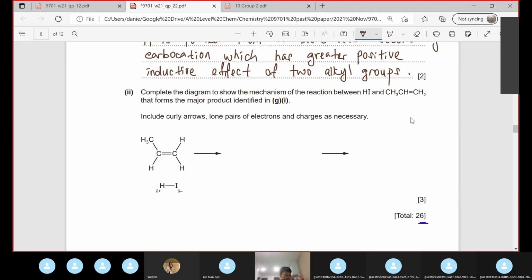Then the bottom is the mechanism. So draw the major product identified in part 1.